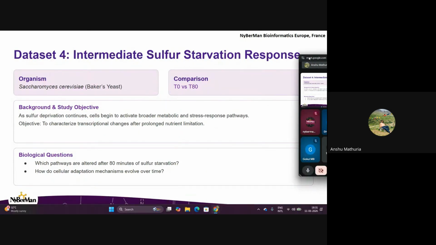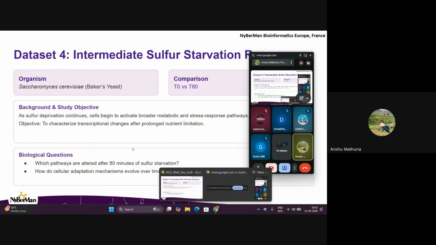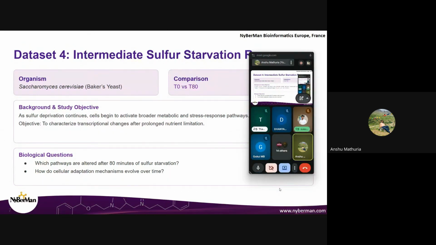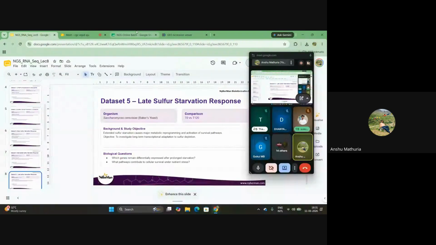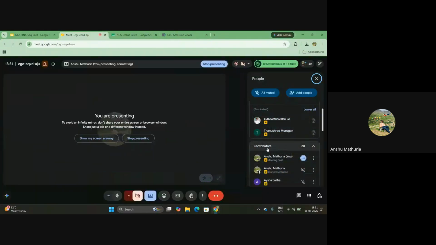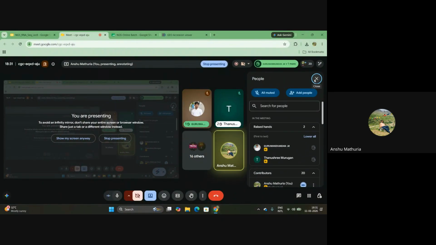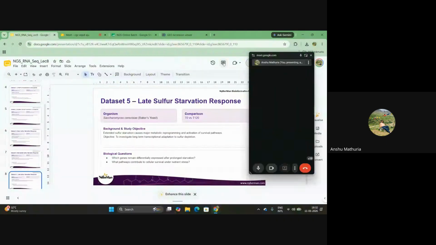Is data set 4 clear, guys? Who all are there in data set 4? Kindly raise your hands. There are 3 people, right? Guru, Tanushri, and who else? Yasmin. Is Yasmin there with us today? No, ma'am. Okay, Tanushri, are you guys clear with the data set?